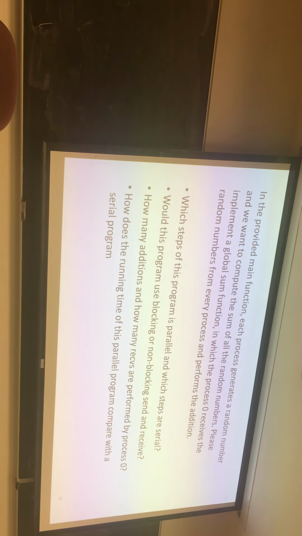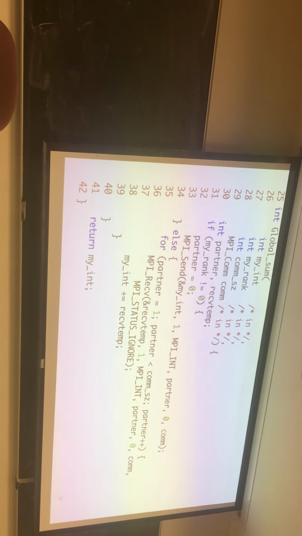Is it a non-blocking send or receive? All the MPI receives are blocking. So when process 0 is here, it will just do one loop at a time. Can you use a non-blocking receive here? All the MPI receive is blocking, but there is a non-blocking receive. Can you use a non-blocking receive here?